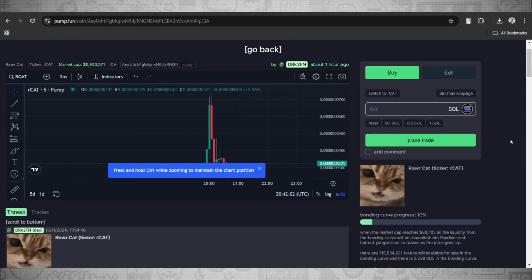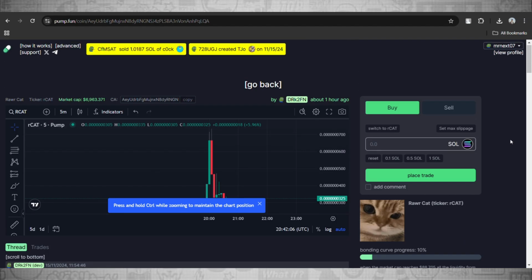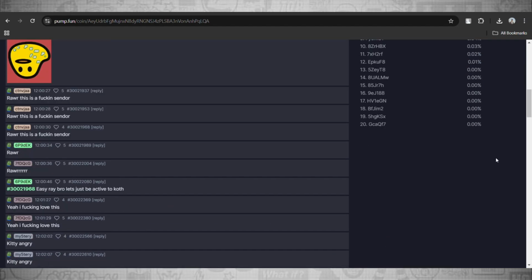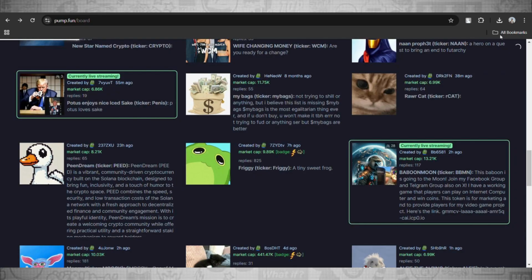Pump Fun works with a bonding curve. A bonding curve is a mathematical formula that controls the price of a token based on how many tokens exist. As more people buy, the price increases along the curve. When people sell, the price drops. This system ensures tokens always have liquidity and transparent pricing.